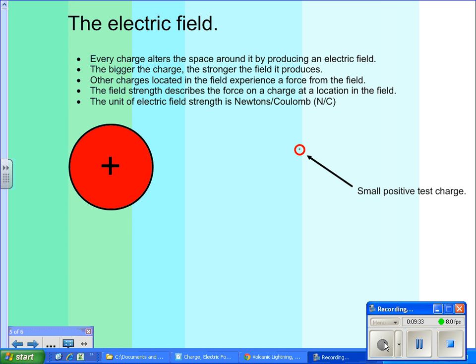The field strength describes the force on a charge at a location in that field, and the unit of electric field strength is newtons per coulomb, or N over C. Let's talk a little bit about what the field is trying to tell us.